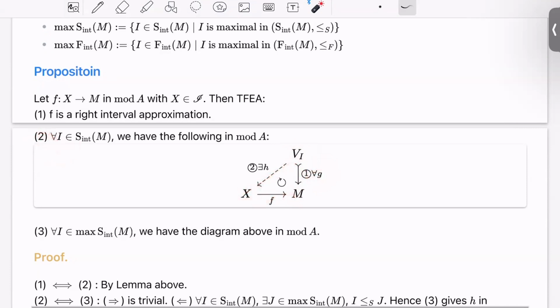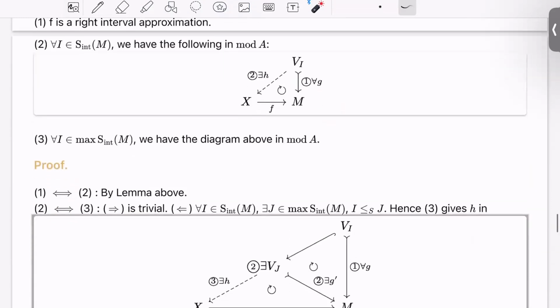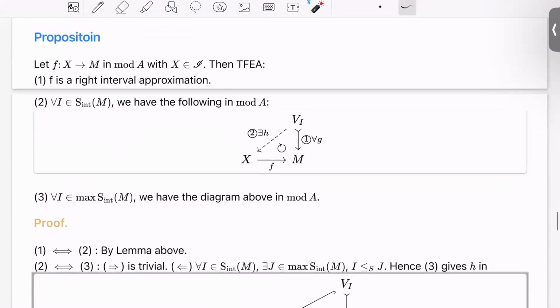And similarly, we can make the set smaller: the smaller set max S_int. For this, the same holds, and it is enough. So then to test whether a given f is a right interval approximation or not, we just test it by using monomorphisms from Vi, where I is in S_int, or max S_int.